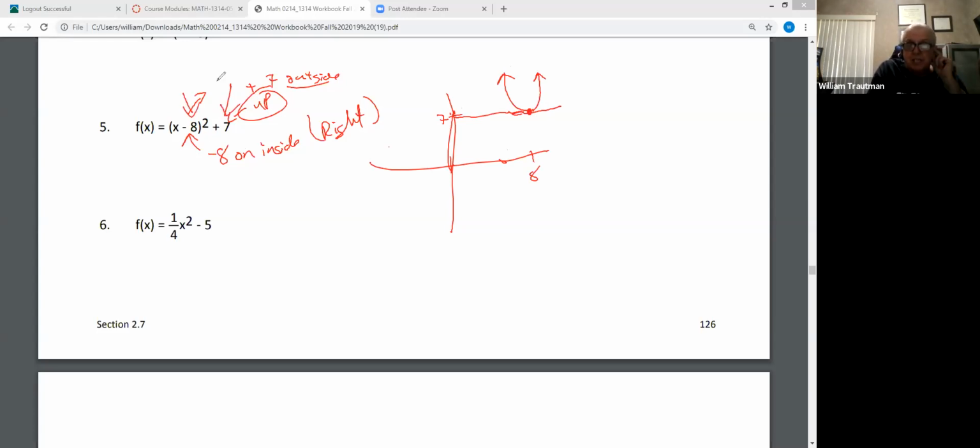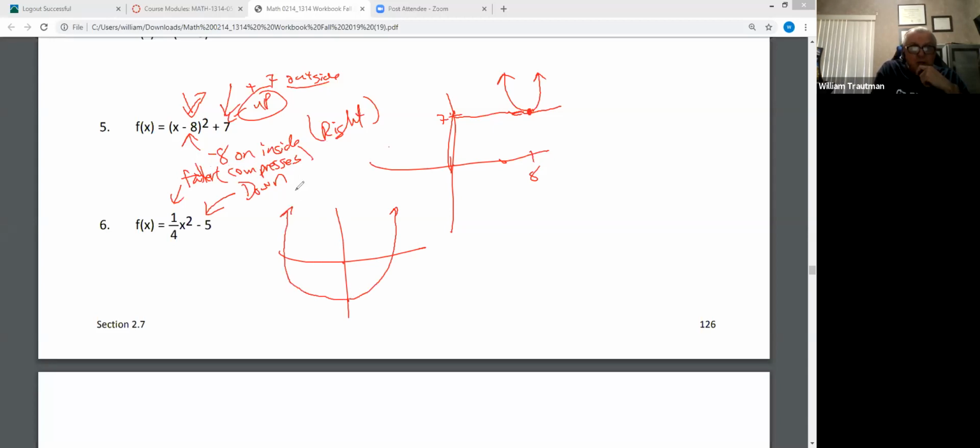A negative on the inside moves it to the right. A negative on the outside moves it down 5 spots. A fraction less than 1 makes it fatter, or it compresses. So if I do this, it's a parabola that moves down 5 spots. And we have to make it fatter, so I'm going to make it really fat. The smaller the fraction, the fatter it becomes.